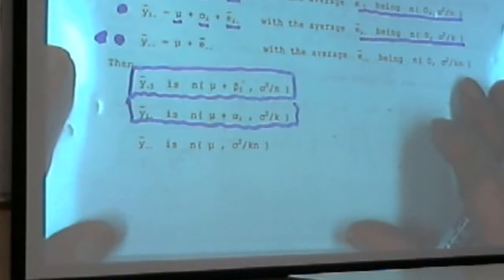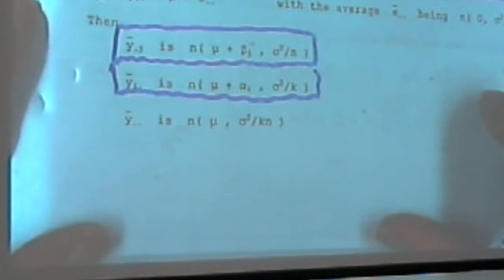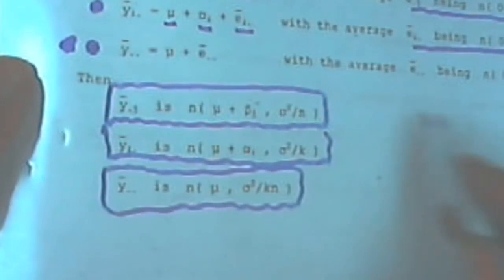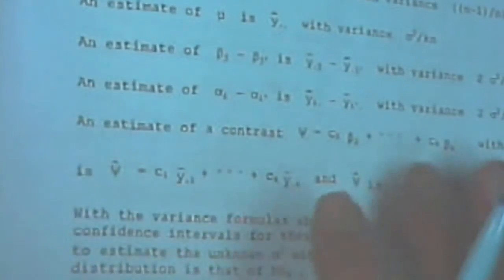So pretty much by the same kind of argument, I get that y bar double dot has this distribution here. So these are the three distributional results that are going to be helpful for us. Let's turn the page and continue with this story.